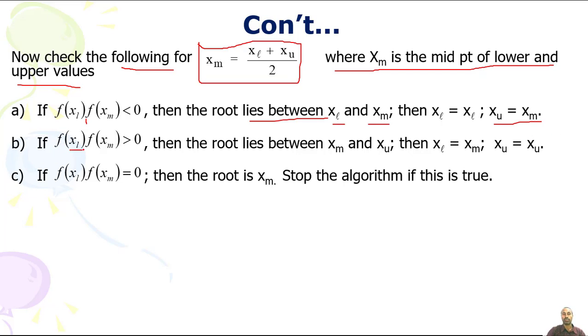If x lower multiplied by f of x mid is greater than 0, if positive, then the root lies between the mid and the upper portion, so that there is a change. Then x lower is equal to the mid calculated above, and x upper stays x upper. If f of x lower multiplied by f of xm equals 0, then the root is xm, only one root. Stop the algorithm if this is true. So we have these three conditions for calculation purposes.